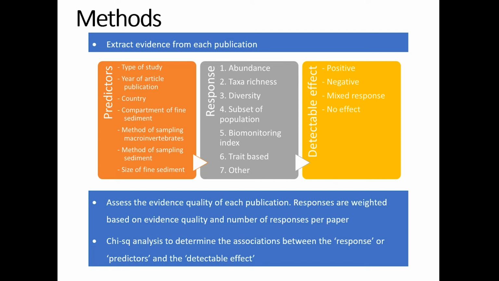And then what I essentially ended up with was a series of count data. So each line of evidence represented a single count, and then this was weighted by the evidence. And the appropriate analysis for this is chi-squared. And I was looking at the associations between the response or predictors with the detectable effect and whether this differs significantly from the null distribution.